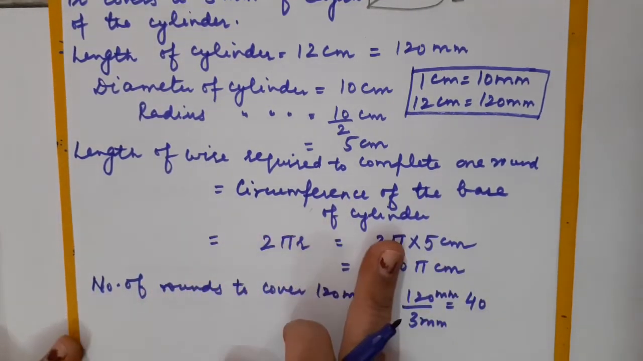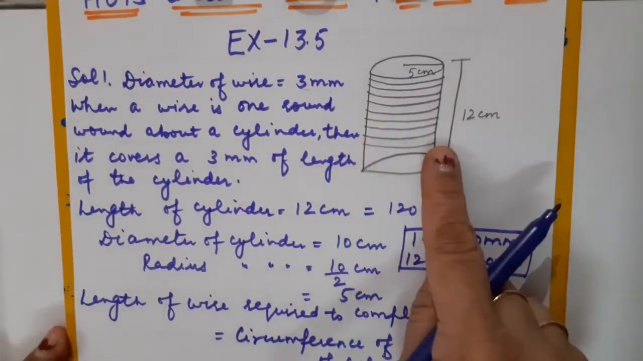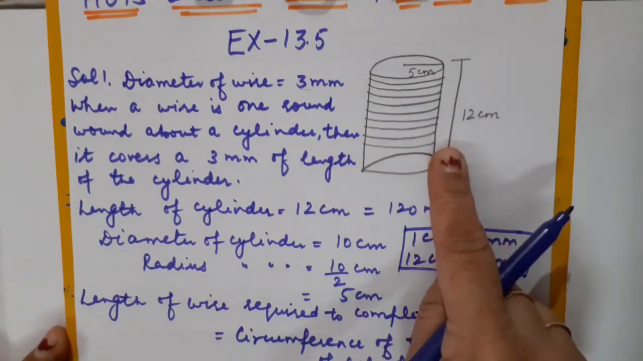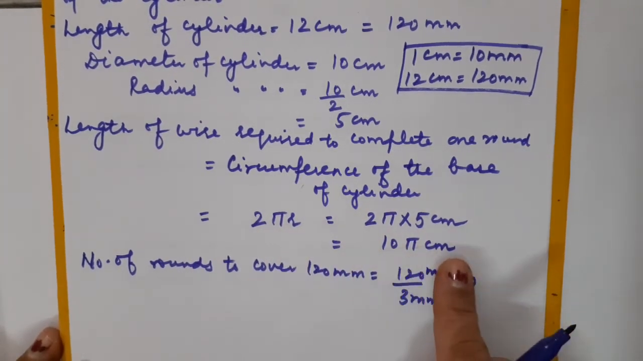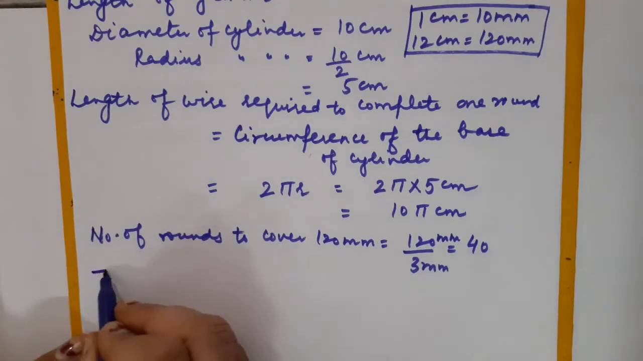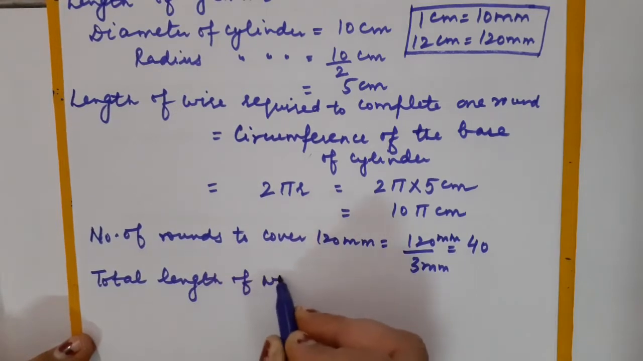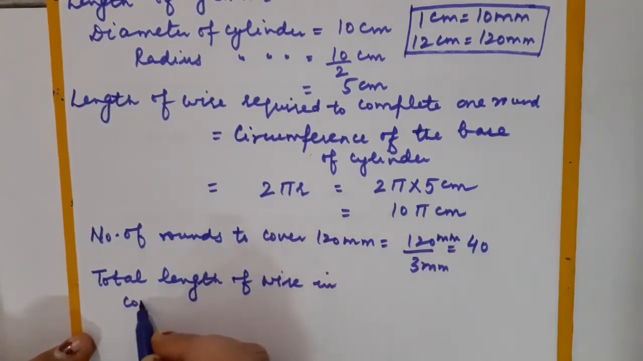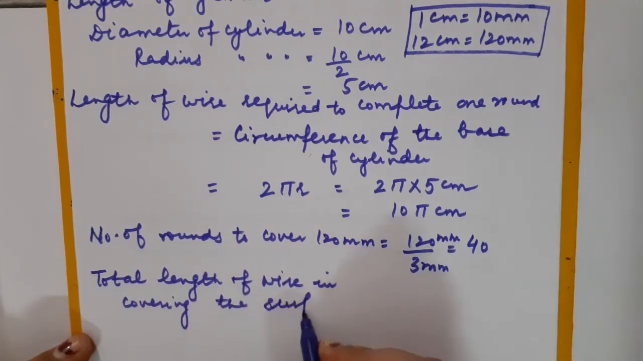And children, here I have told you that the length of the wire required to complete one round around the curved surface area of the cylinder is going to be 10 pi centimeters. Means the length of the wire while taking one round is 10 pi. And how many rounds has it taken? 40 rounds. So let us calculate the total length of the wire in covering the whole surface, the surface of the cylinder.